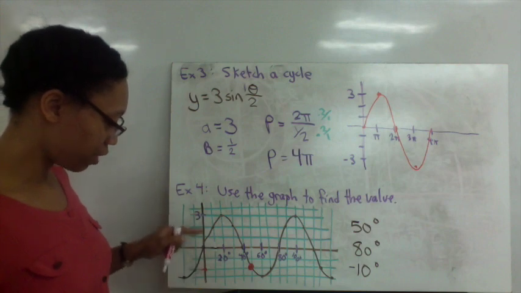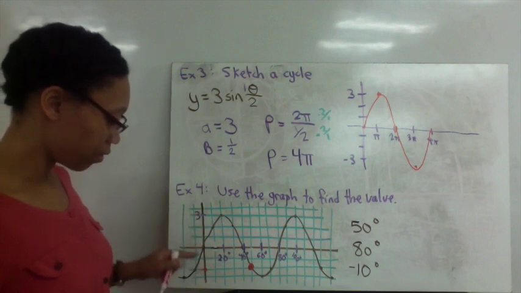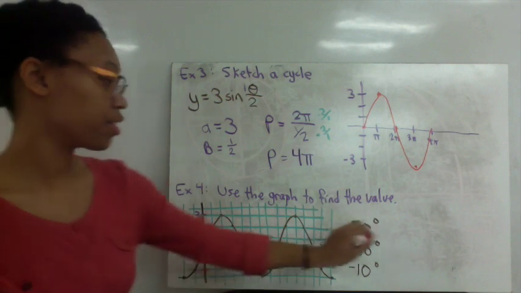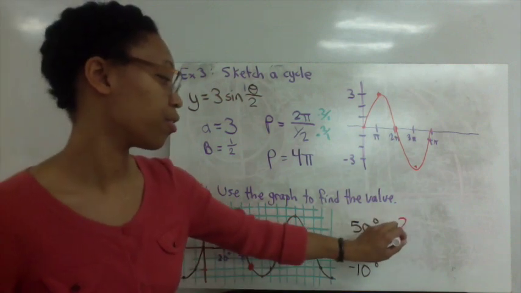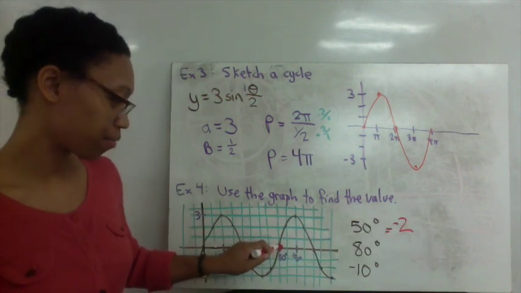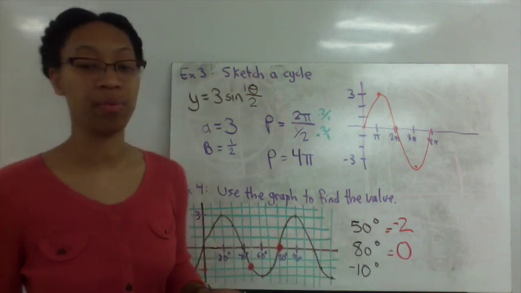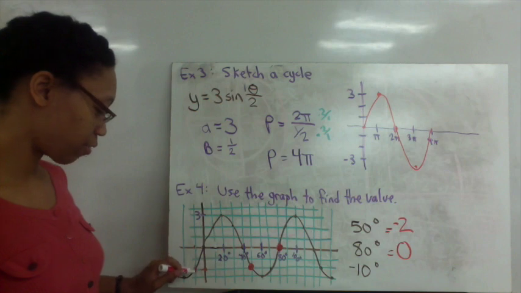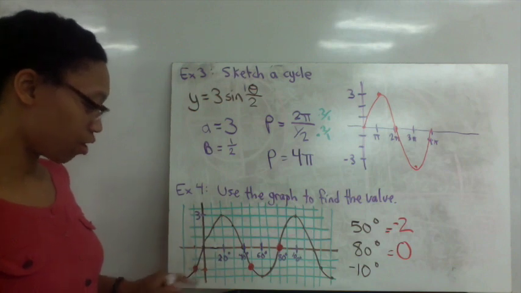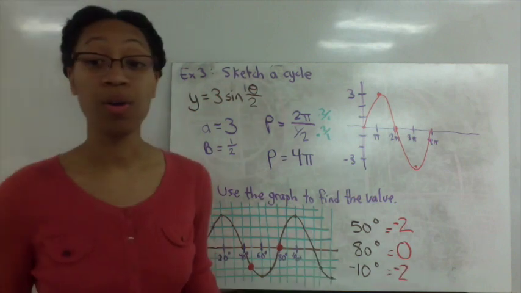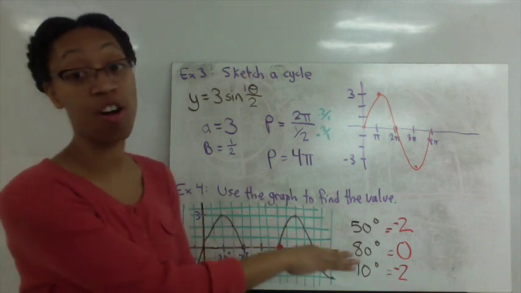Okay, so where is this on my y? This is +3. What are we counting by? 1, 2, 3. This is -2. So 50 equals -2. Here's 80 on my graph. At 80 on the graph, I'm at 0. How about -10? Where's -10 on the graph? And that's right down here. We're also at -2. Okay, so you can read information off the graph as well.